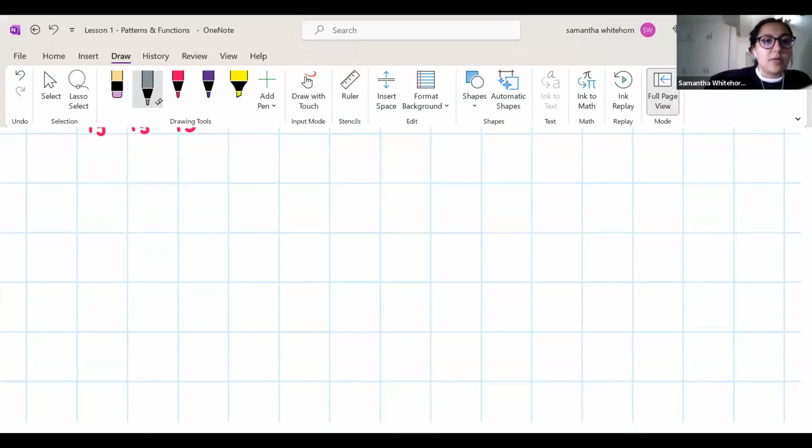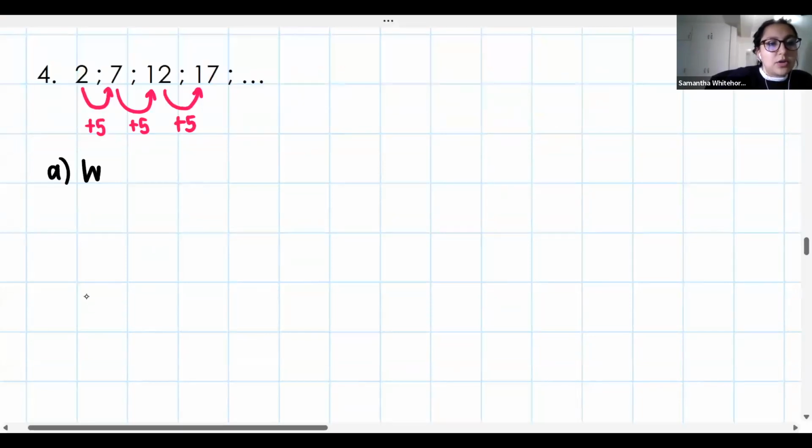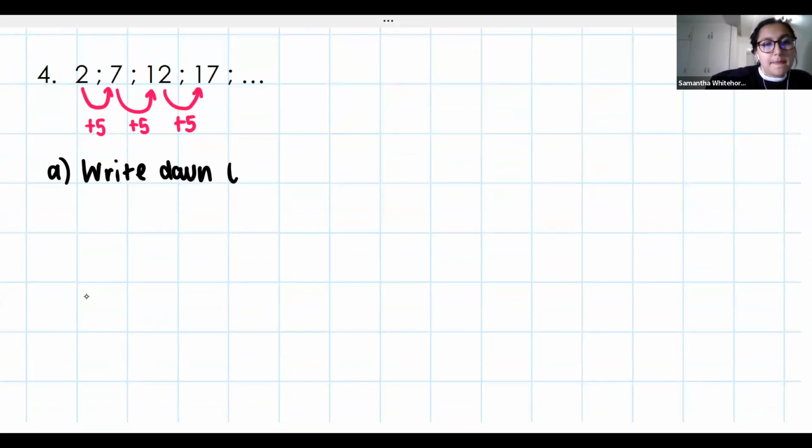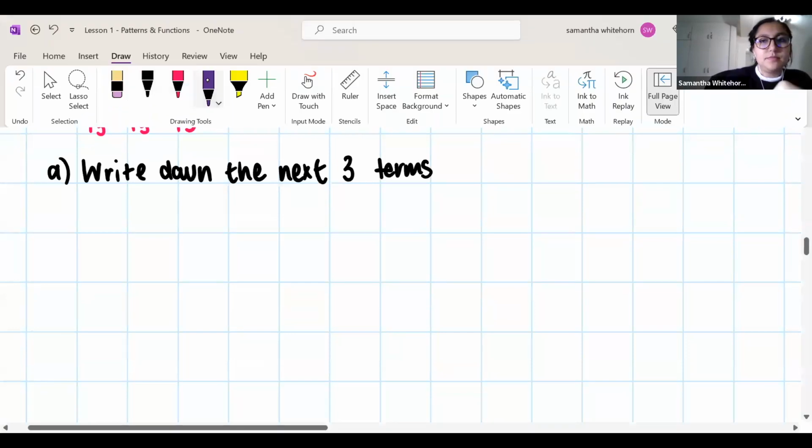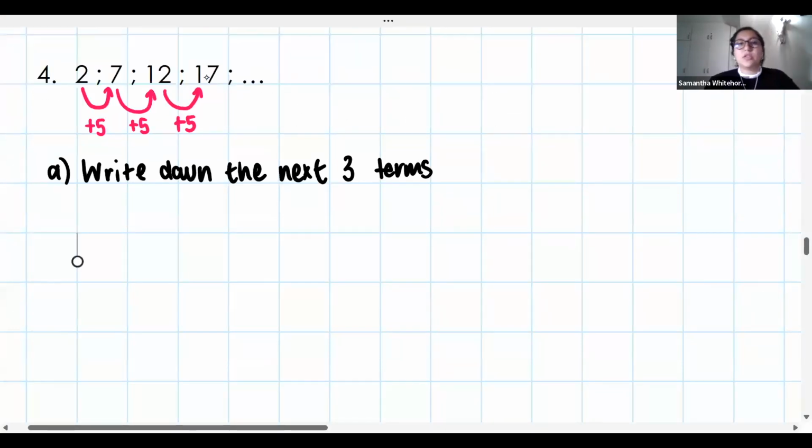So the first thing I would like from you guys is in the chat, I want you to write down the next 3 terms. So what are the next 3 terms to this pattern if we carry it on? Try and do them all together. So when I say all together, try and give me your answer like Mbali's put there.